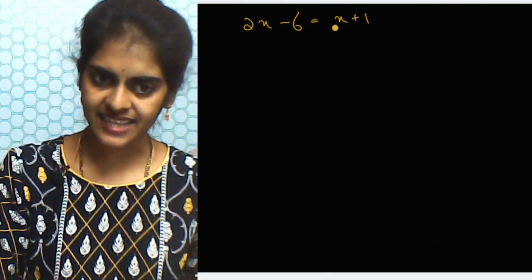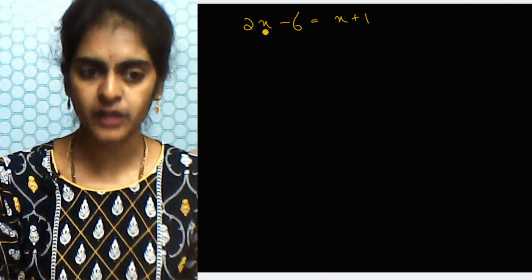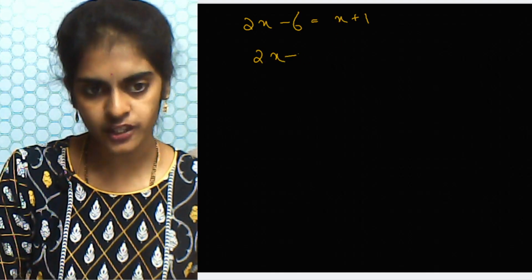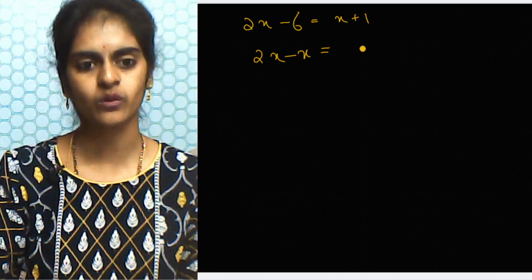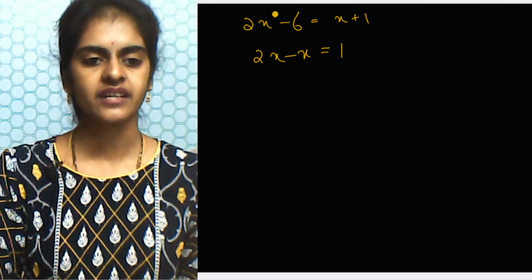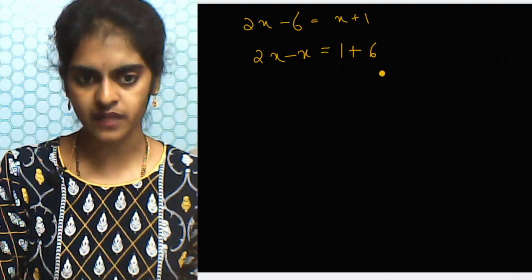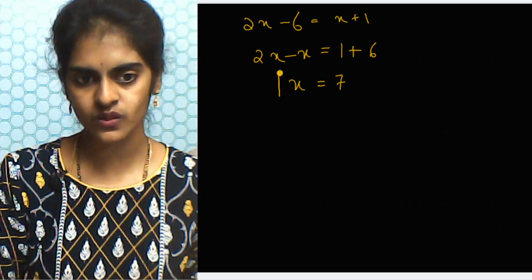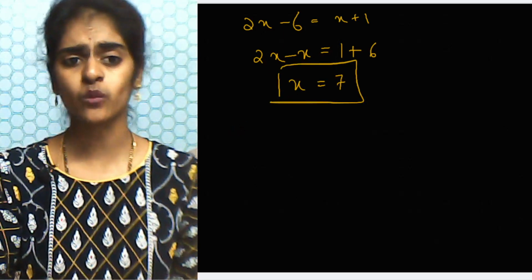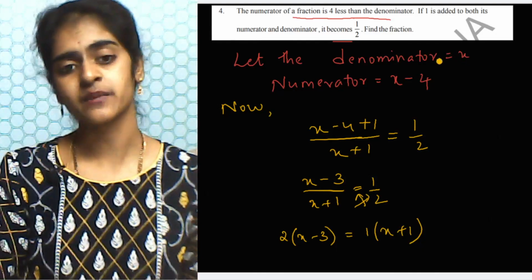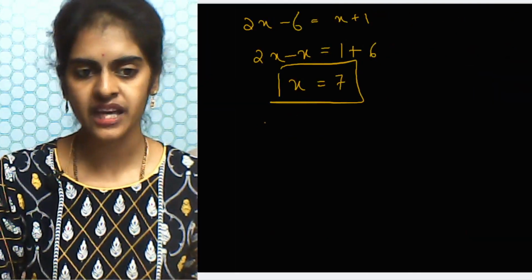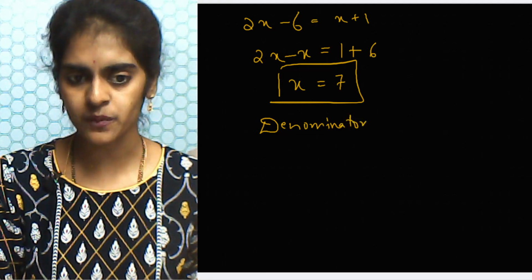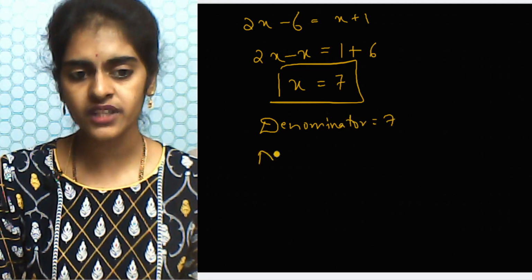Now just send this x to LHS because I want the value of x. So this is 2x, this is plus x. Going into LHS, it becomes minus x, equals, you have 1 here. Transpose this minus 6 here, it becomes plus 6. So 2x minus x is equal to 7. So what is this? x is 7. That means the denominator is 7. x is nothing but the denominator, isn't it? So denominator is 7. So what about the numerator?